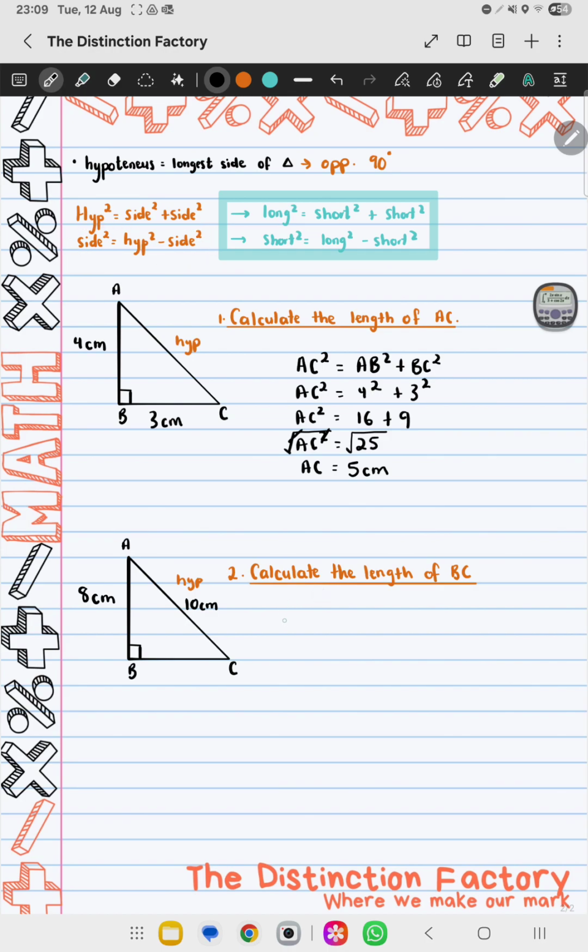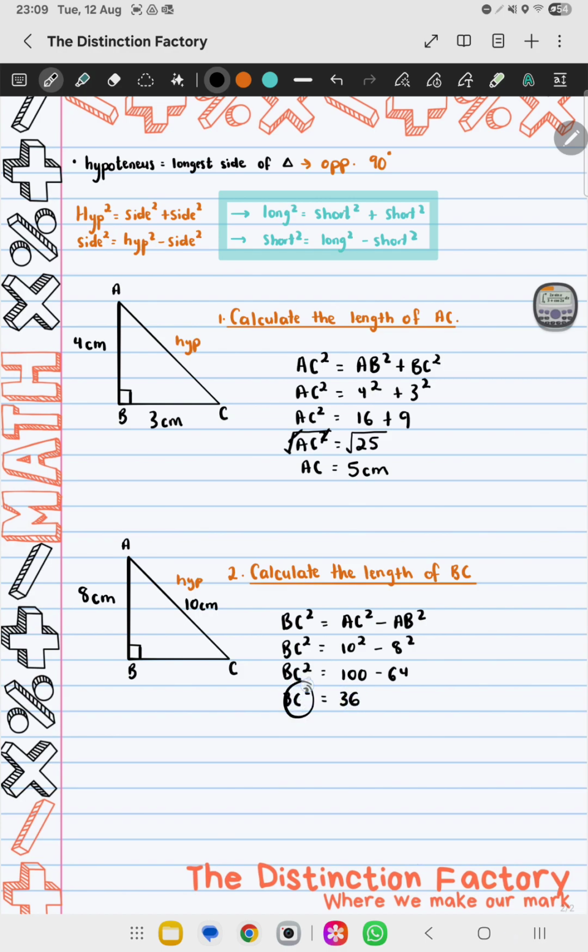So we have our side squared, BC squared, is equal to our hypotenuse, which is AC, squared, subtract the length of the other side, which is AB squared. I will then substitute my values. AC has 10 units and AB has 8 units. Simplifying this, 10 squared is 100 and 8 squared is 64. When I subtract those two values, I end up with 36.